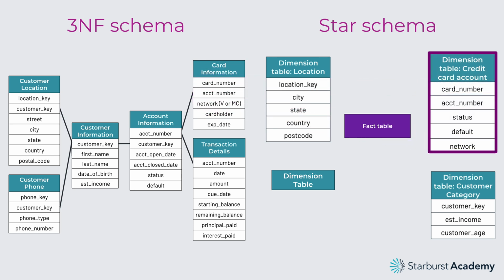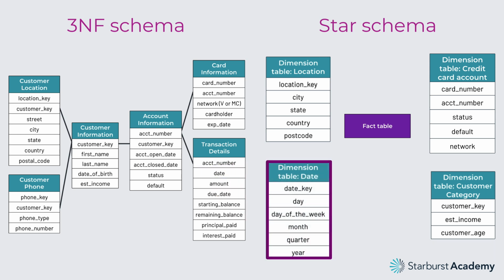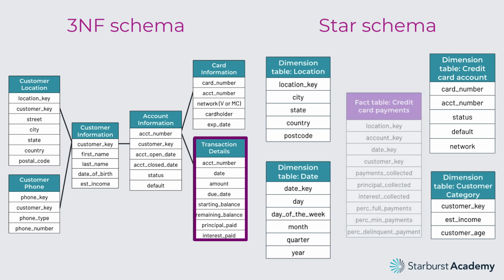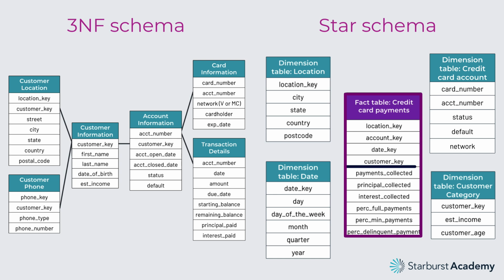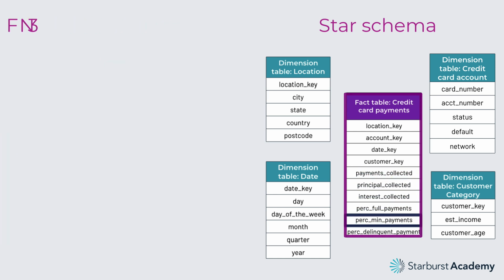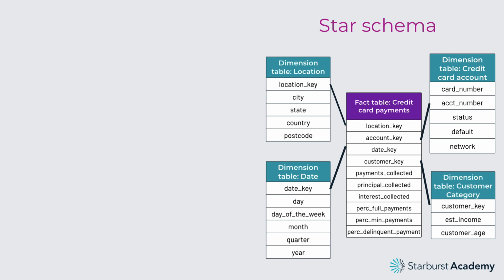Finally, from the transaction table, we'd like date to become its own dimension, but we'll split it more finely than we'd need to in the transactional database. Other data from the transaction table will be aggregated into the payments fact table, including payments collected, principal collected, and percentage minimum payments. Since we don't have information on individual customers in this table, it would not be possible for us to answer customer-level questions.